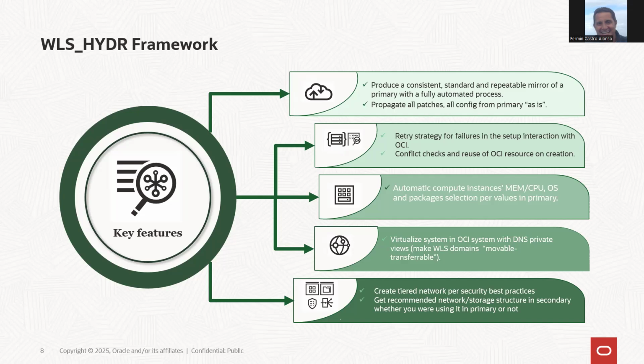And of course, the creation of the secondary happens following our best practices in terms of tier architecture. We'll create resources in different subnets with separation, with just the required ports open between the subnets, and with security and network connectivity as recommended in our enterprise deployment guide, okay?